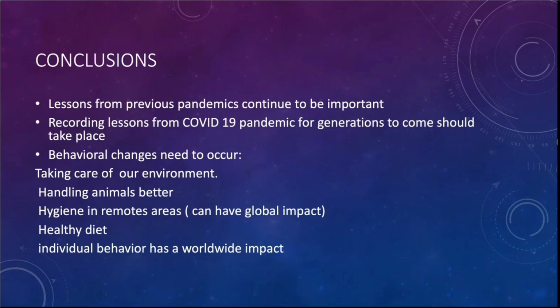So, conclusions. Lessons from previous pandemics continue to be important. Recording lessons from the COVID-19 pandemic for generations to come should take place. Behavioral changes still need to occur. We need to take care of our environment. We need to learn how to handle animals better and in a more hygienic way. We still have to improve hygiene, especially in remote areas, because those remote areas can have a global impact. We need to improve our diet.